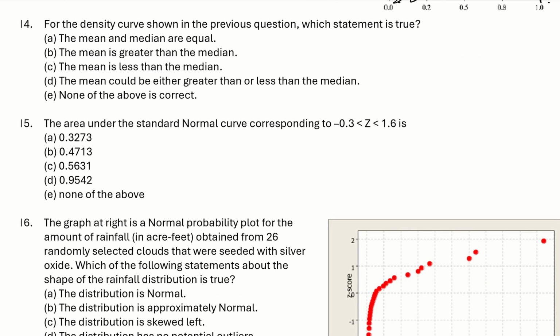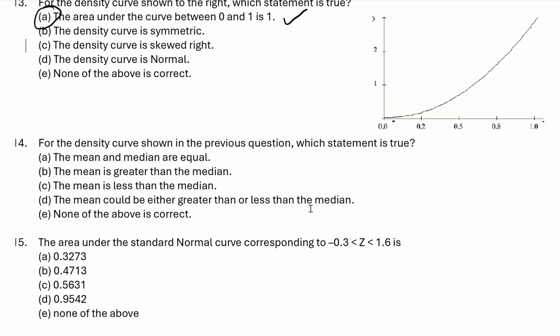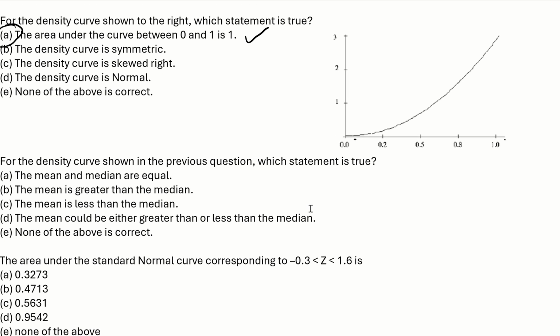Number 14, for the density curve shown in the previous question, which statement is true? The mean and median are equal. The mean is greater than the median. The mean is less than the median. The mean could be either greater than or less than the median, or none of the above. Let's take a look at that. Remember that the median is the 50% mark. So we have 50% of the area to the left and 50% of the area to the right. That's what the median is saying.